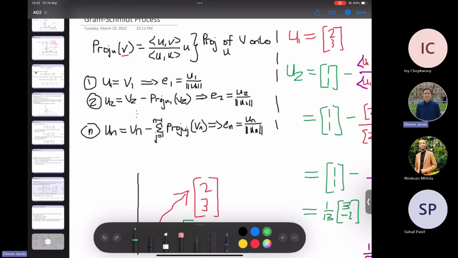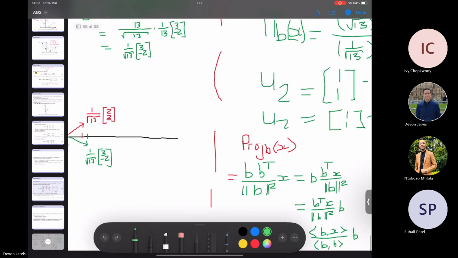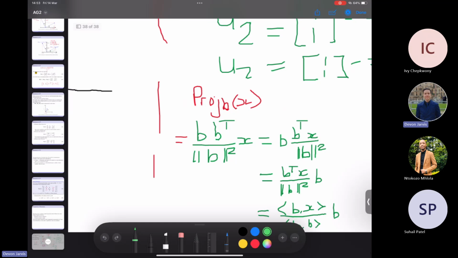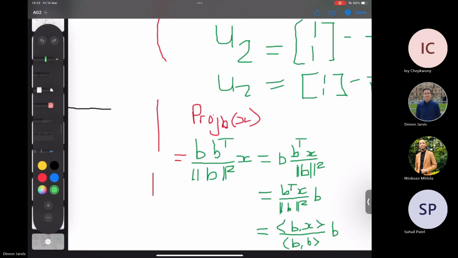All right. Let's look at an example of the Gram-Schmidt process, and I think this is important. So I'm going to be using this equation for the projection, all right? And as I said, that's not quite the equation that we have in the slides. The one that we have in the slides, I have written down here. So in the slides, it is written as B transpose divided by the norm of B, right?